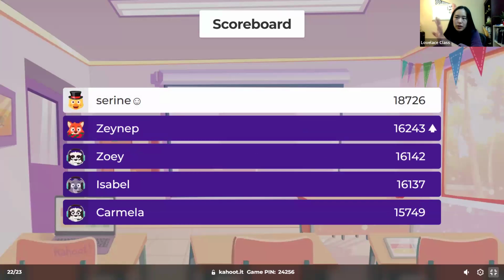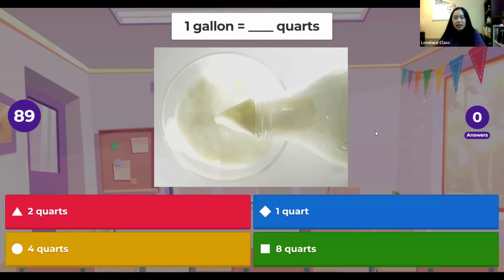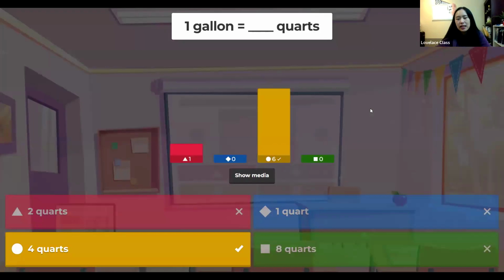Okay, last question. So if your screen is frozen, it's asking 1 gallon equals how many quarts? Well, if I say how much it is, it's gonna give it away. But think about it this way: quarts is like quarters. Like how many quarters are there in a dollar, right? So quarts to gallons is kind of similar to that. All right, good job. Yeah, 4 quarts, because quart is like 1/4.